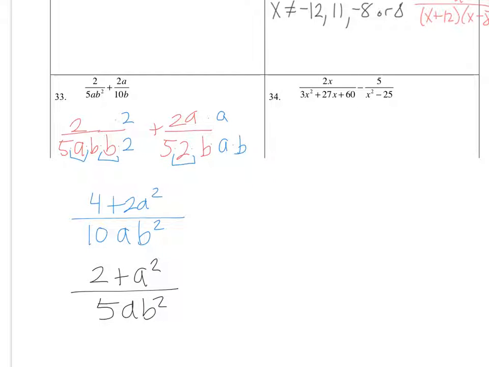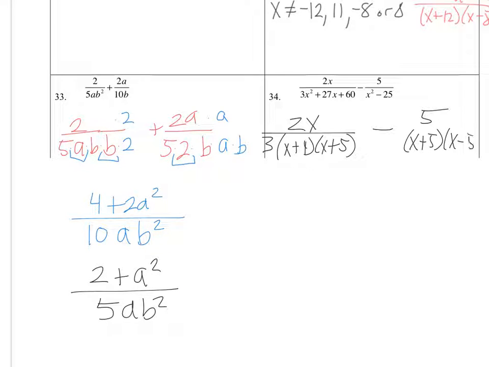For the one on the right, we're going to do some factoring. And we end up with 2x, and we're going to have 3, and that's going to be 30. Oh, that's 20 when you add it. Okay, so we end up with x plus 4 and x plus 5. On the right side, we're going to have 5, and that's going to be x plus 5, x minus 5.